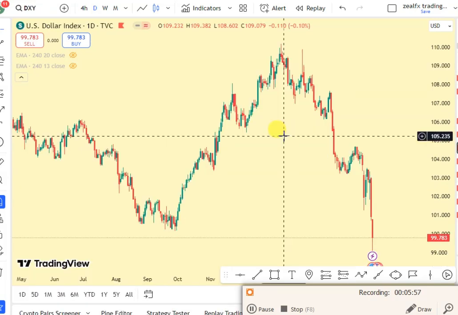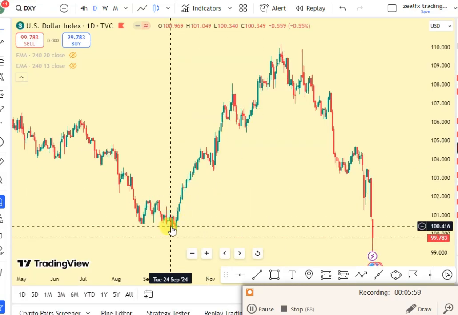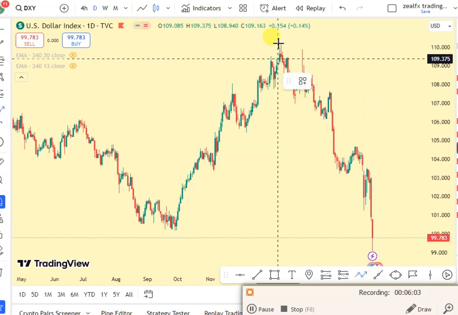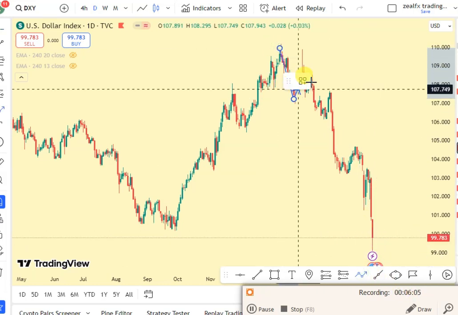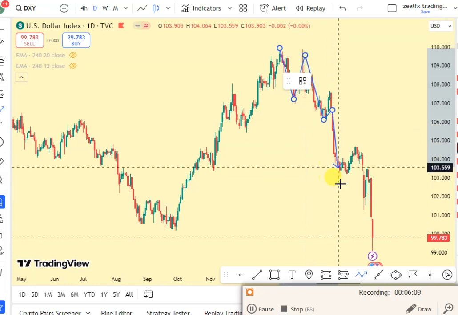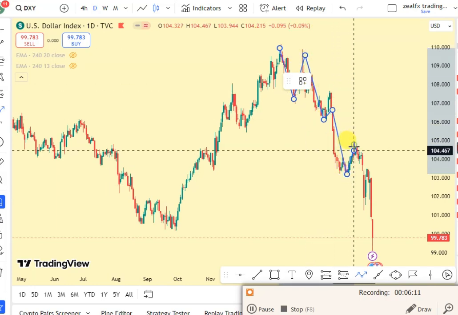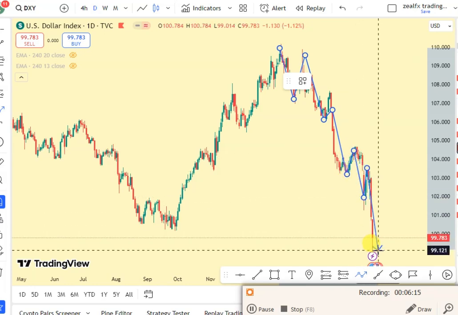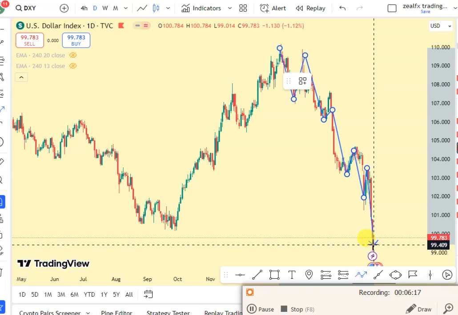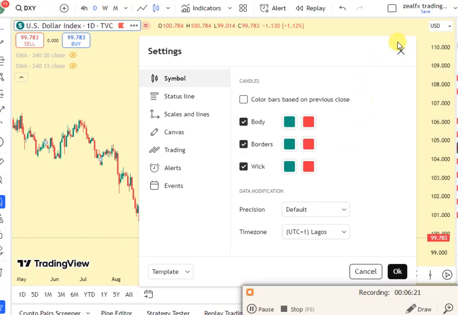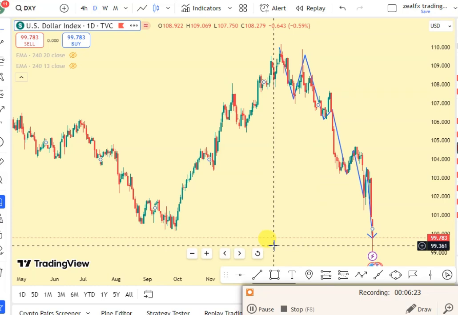Our next pair is DXY. DXY on my daily chart still remains in a downtrend. You can see we have a higher high, lower high, lower high, lower high. We see we have a lower high. So as long as we have this series of lower highs, we expect price to continue to push lower on the DXY.